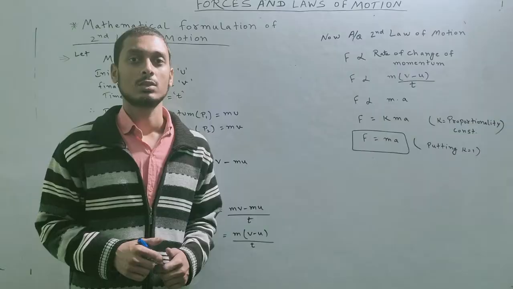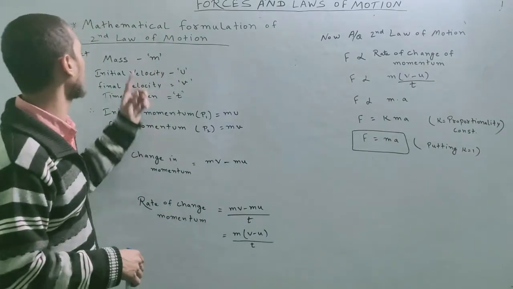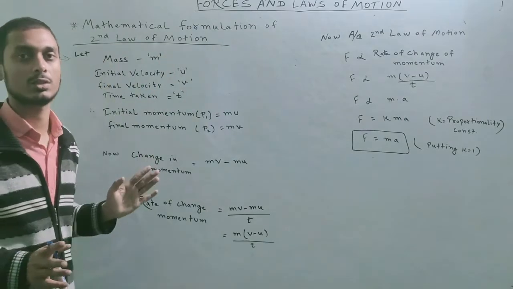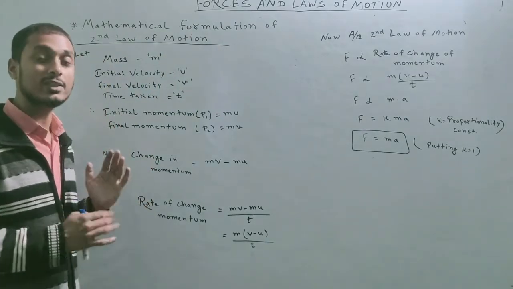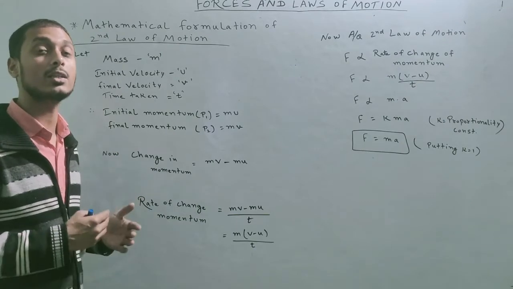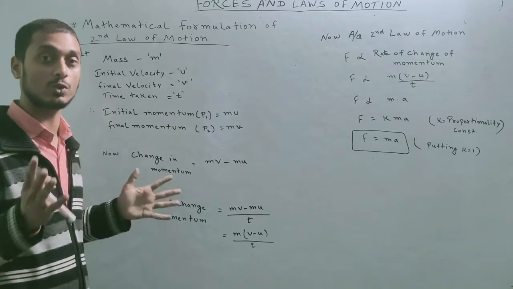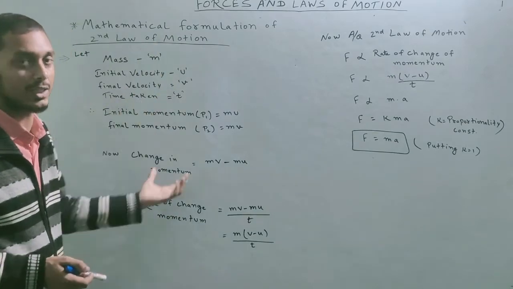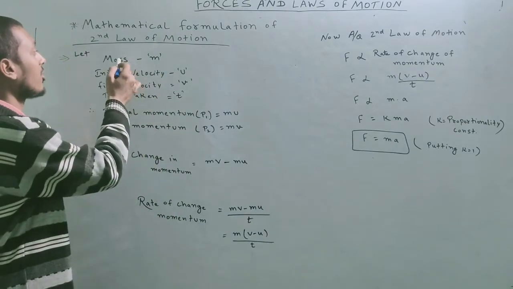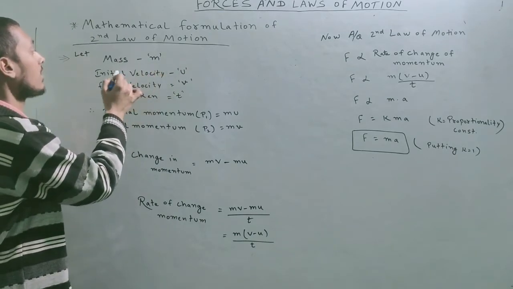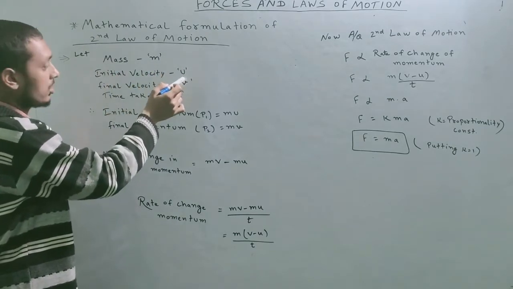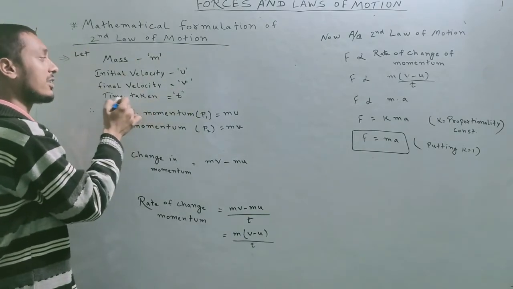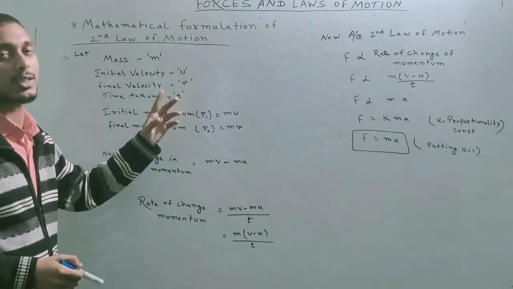Okay. Now let us study the mathematical formulation of the second law of motion. In this topic, we will derive how to calculate the numerical value of force. What is the mathematical formula? So let us start deriving it. Suppose a body of mass m is there. The initial velocity is u. The final velocity of that object is v, and the time taken is t.